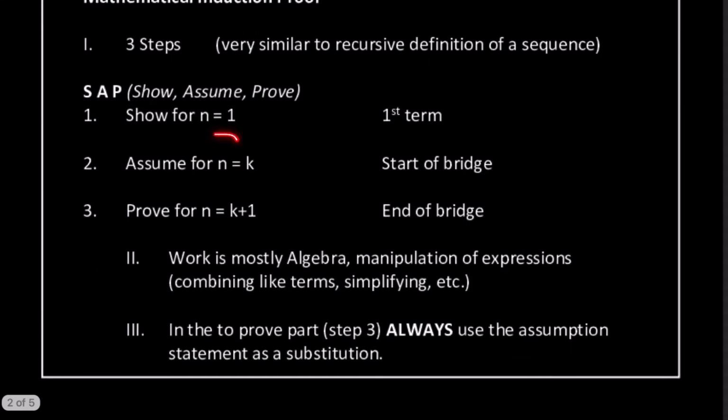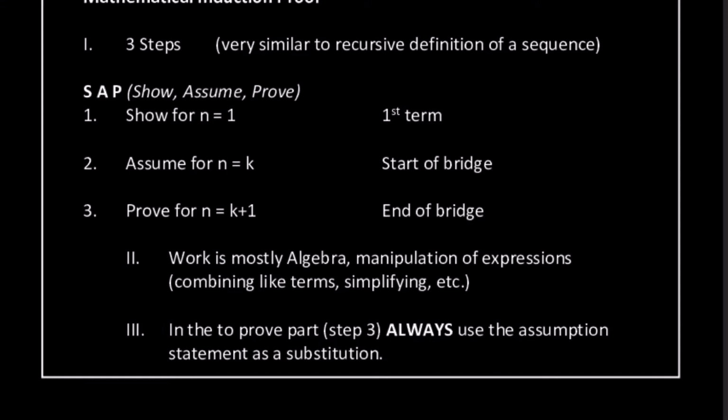Then we assume it works for n equals k. And this is the part that's usually a little bit confusing for students, not the actual step, because you just plug a k in for the n, but why do we do it? Because we assume that k is any term in the sequence. So it could be the 10th, it could be the millionth, it could be the billionth, it doesn't matter. We assume it works for that place.